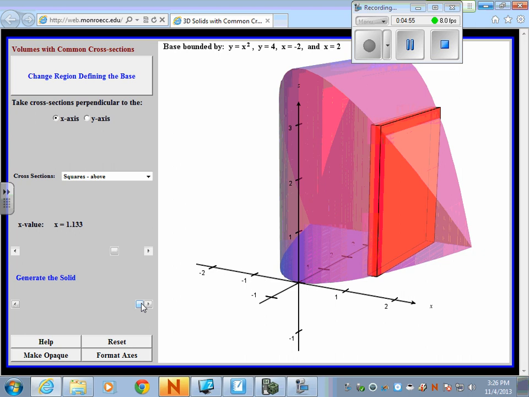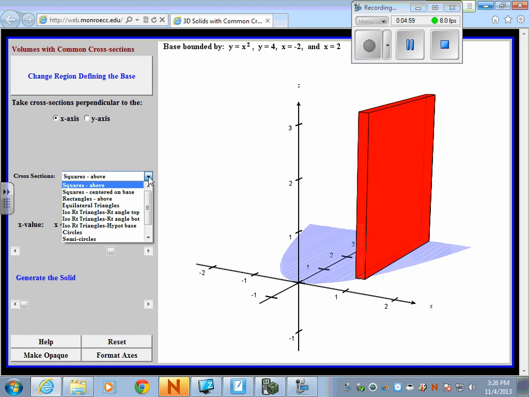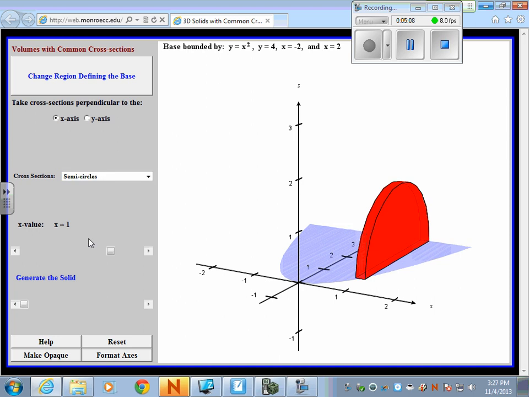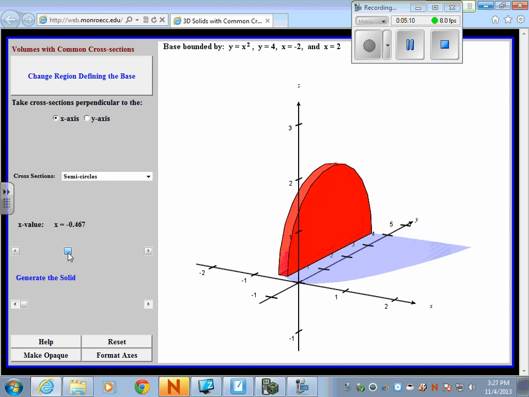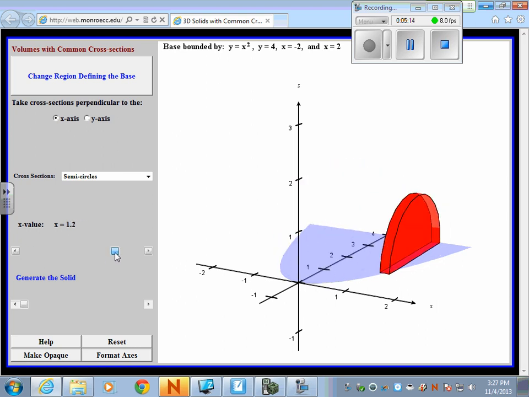Now, we don't have to have a square cross section. By using this applet, we could change the shape we were using. So let's go ahead and look at semicircles. That's a good one. So here we have a semicircle, and again, we're going to be adding up all of these semicircles from start to finish, from -2 to +2.